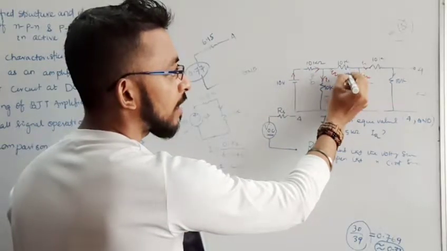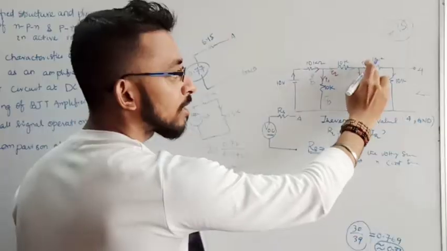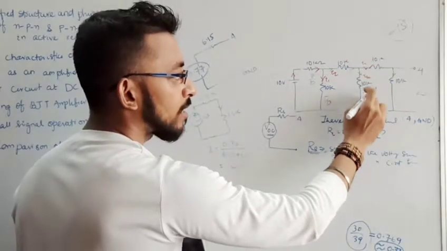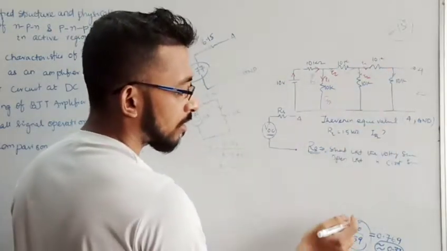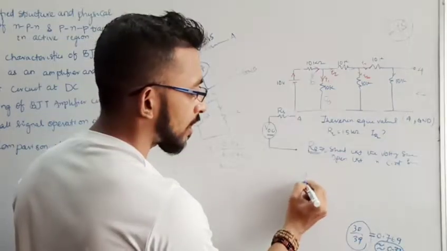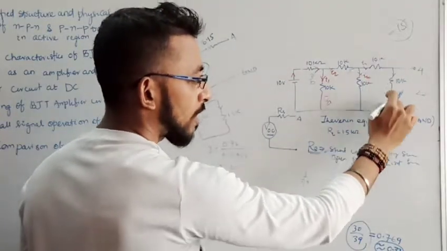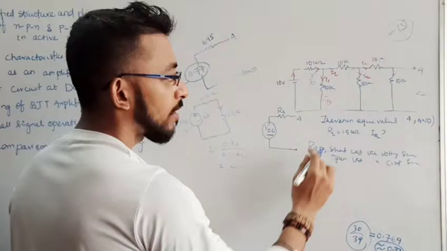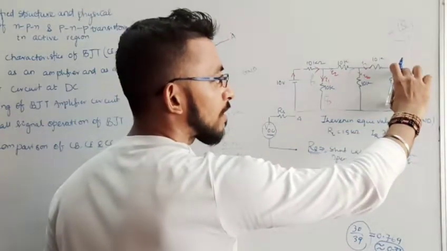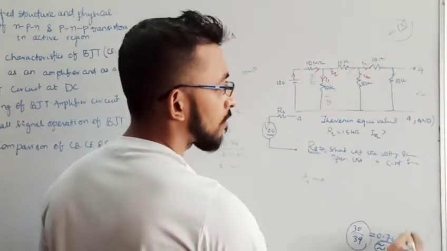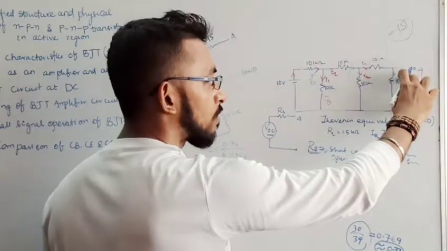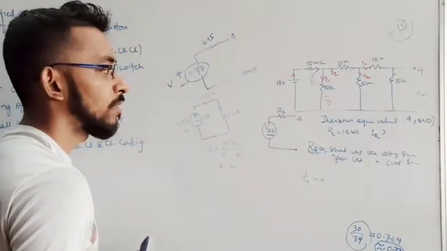Then this 3 by 13 current will again divide into two parts: one is 20 kilo ohm, one is 10 kilo ohm. So what I found is my current, 3 by 39, across this resistor, across this path, 3 by 39 milliampere. Then 3 by 39 current multiplied by this resistance will give me a value of 0.77, that is the voltage across 4 and ground. This is the open circuit voltage. Okay.